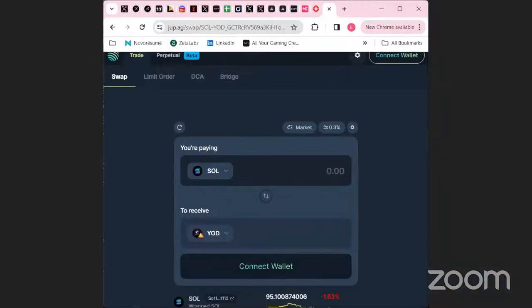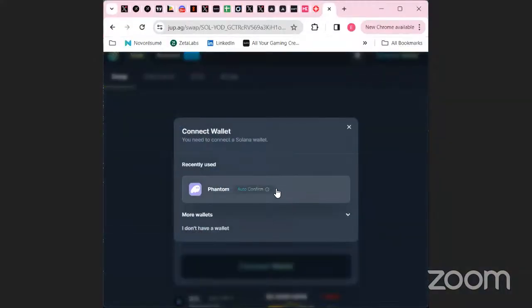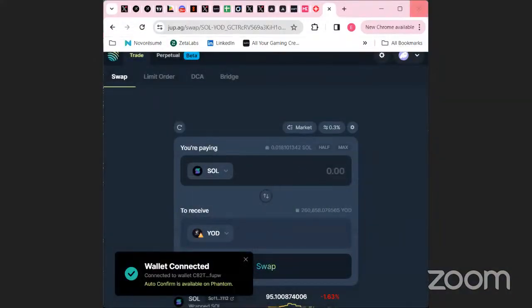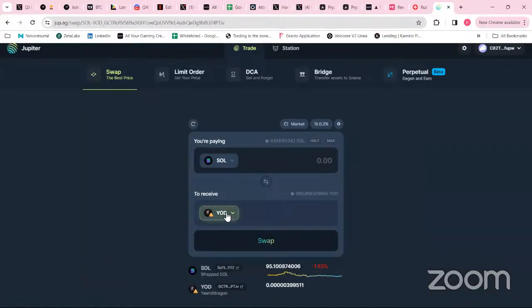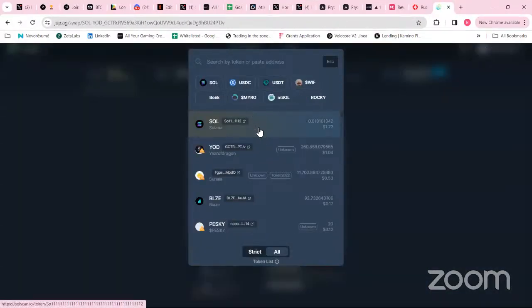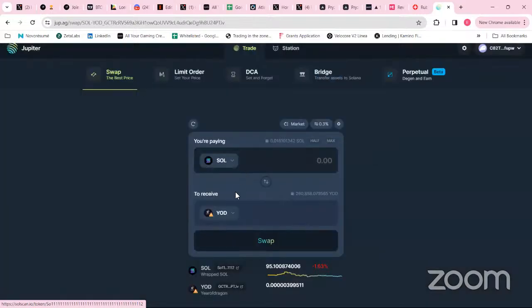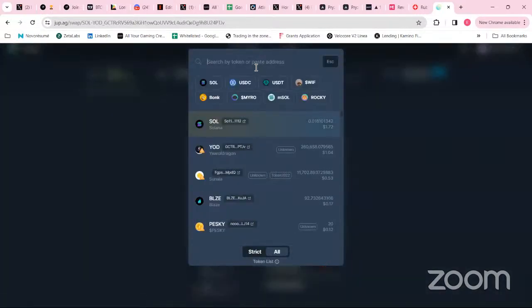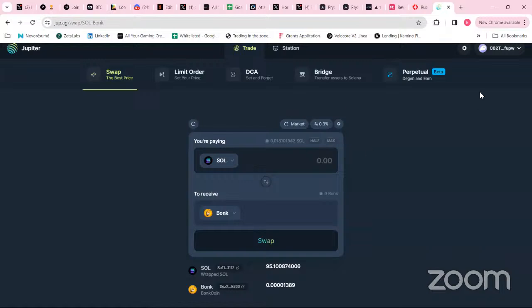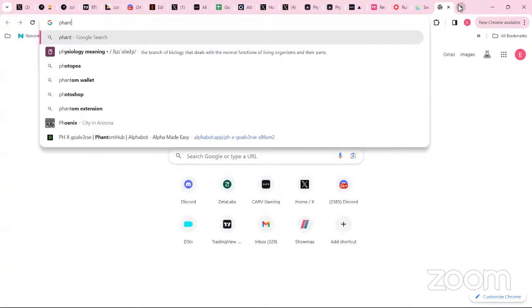Yeah, you connect your Phantom wallet to Jupiter. So if you want to get Bonk, you can swap Solana. You would have already sent Solana from maybe your Bybit to your Phantom wallet. I expect everyone already knows how to set up your Phantom wallet.